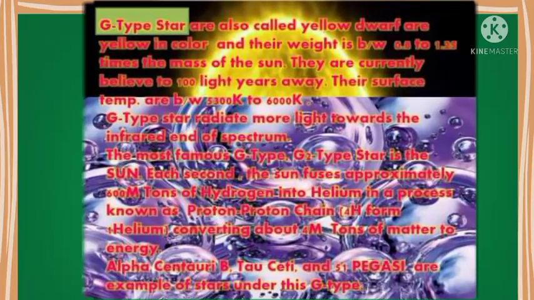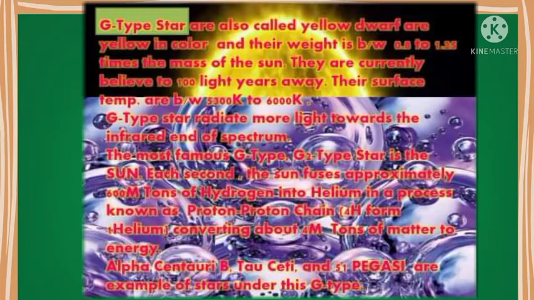G-type stars are also called yellow dwarfs. They are yellow in color, and their mass is between 0.8 and 1.25 times the mass of the Sun. They are currently believed to be 100 light years away. Their surface temperatures are between 5,300 Kelvin and 6,000 Kelvin.